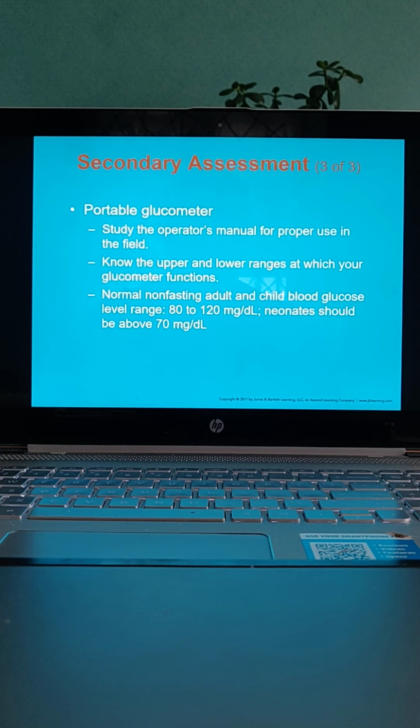It's a little handheld thing. It's about the size of a stopwatch. And they make them all different shapes and sizes.